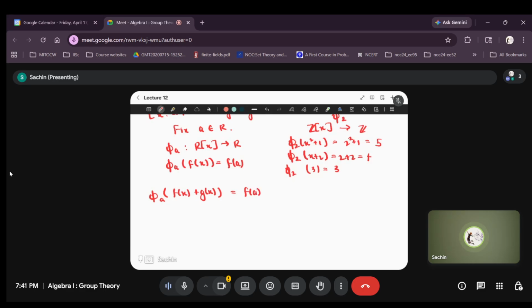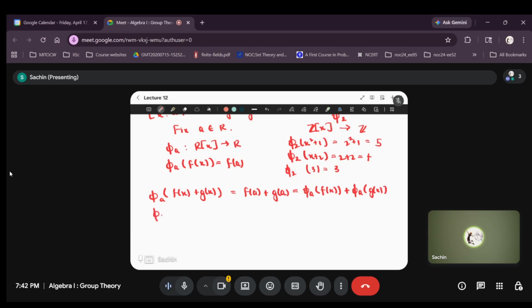This is simply substitution. This is simply f of a, because of substitution. That's how it works. For polynomial addition, f of x plus g of x, if we call that h of x, then h of a is simply f of a plus g of a. But f of a and g of a are what? Simply phi of f of x. So the operation is preserved under addition.